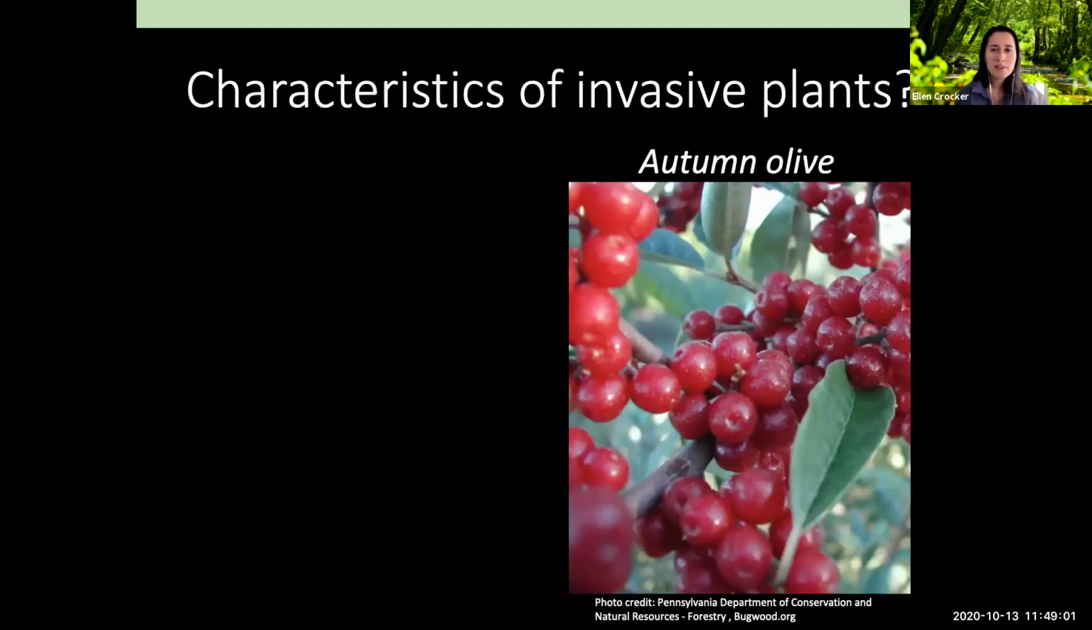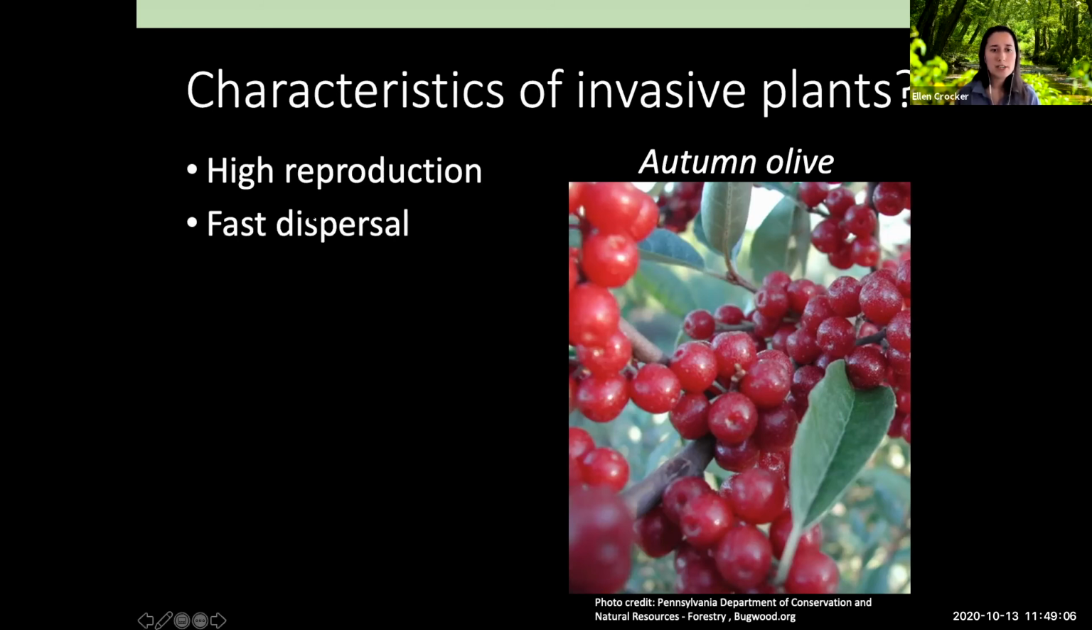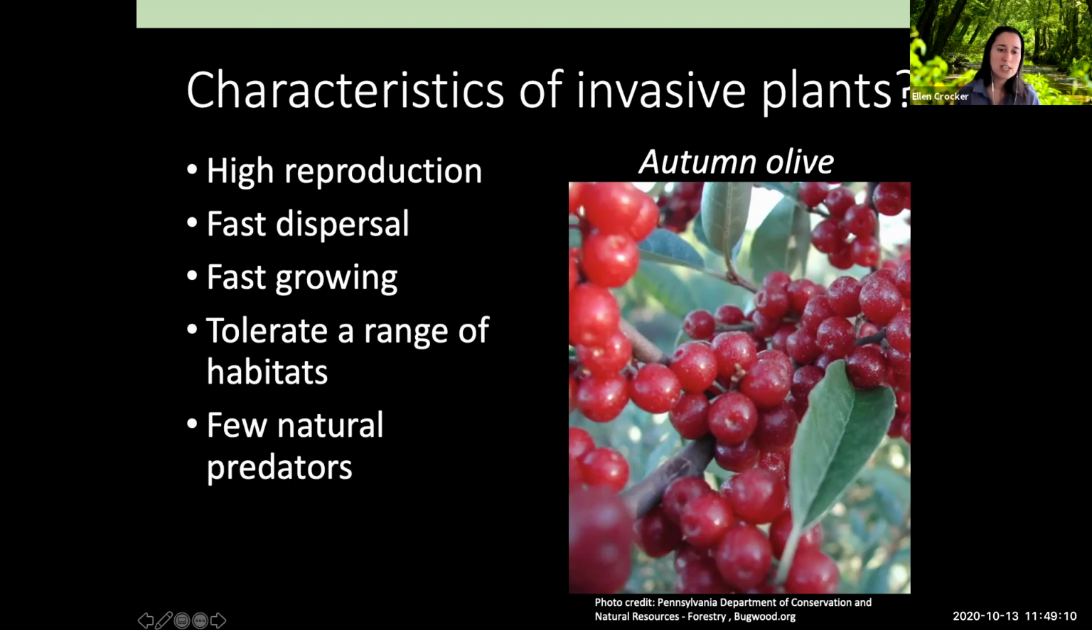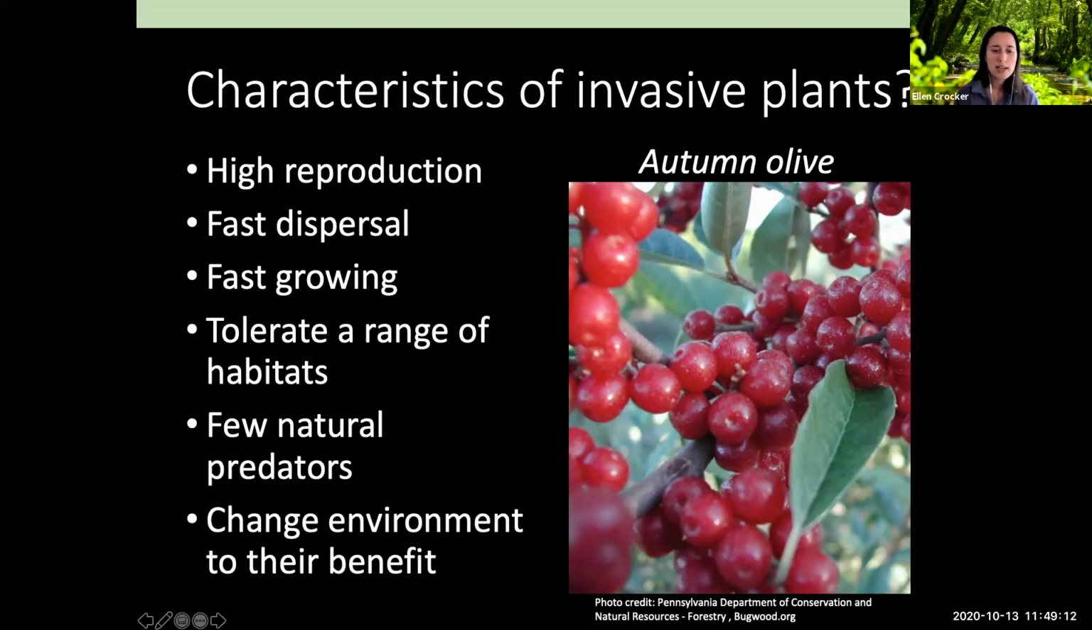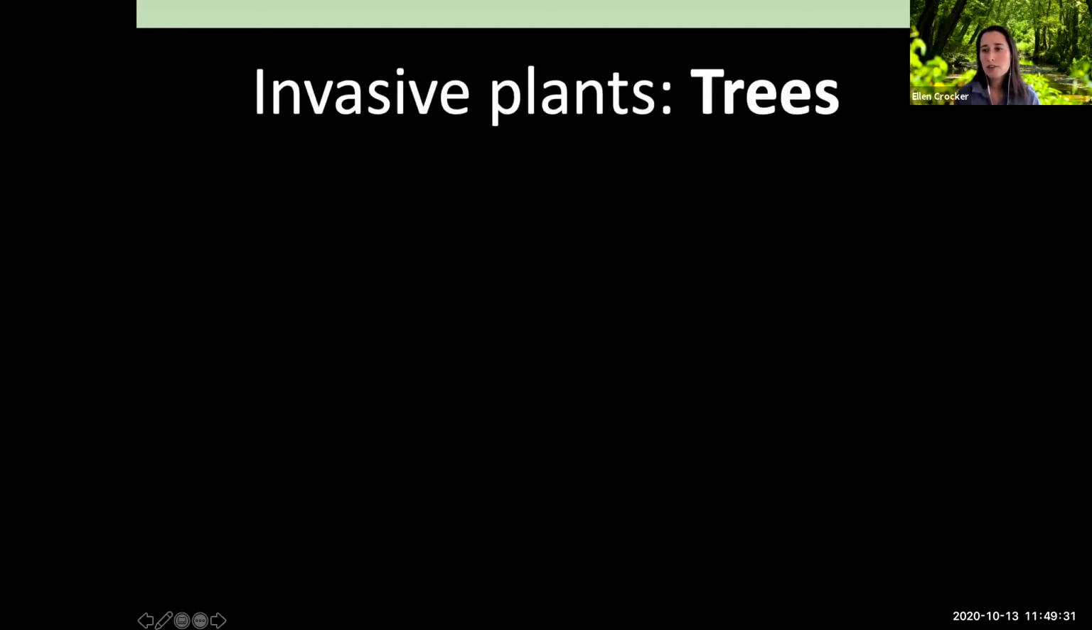So there are many characteristics of invasive plants, whether you're talking about high reproduction, fast dispersal, fast growing, tolerant of a range of habitat, or few natural predators, or changing their environment to their benefit. Basically, these invasive plants thrive. They establish rapidly, they reproduce prolifically, and those all let them take over and dominate, whereas their native competitors might be less successful. So they come in all different shapes, sizes, and forms. I'm just going to run through a few of those.